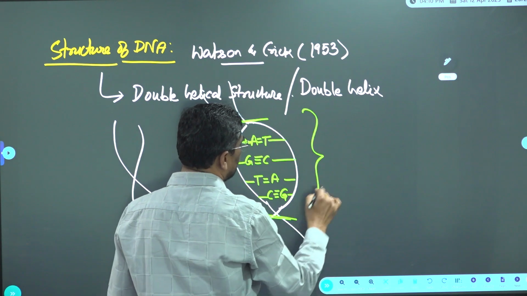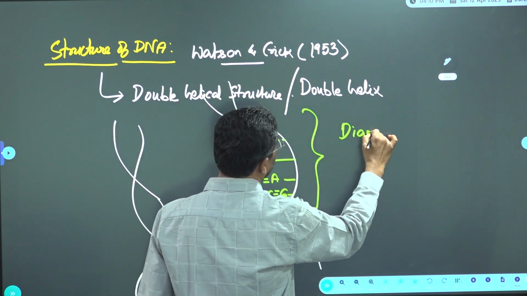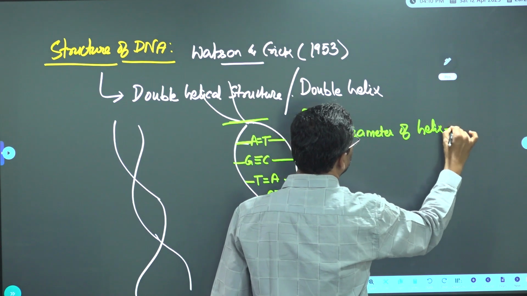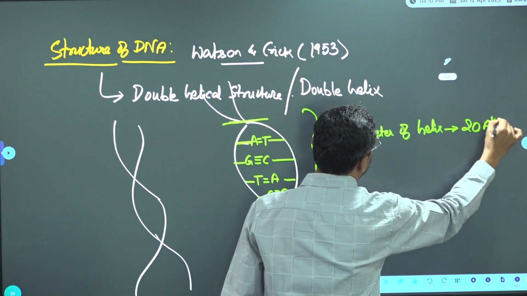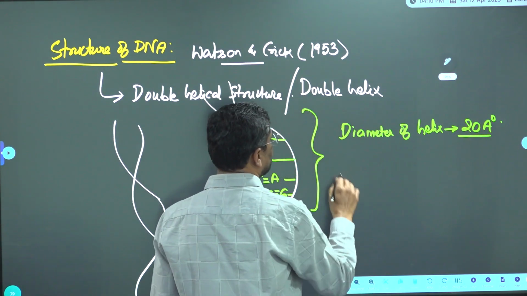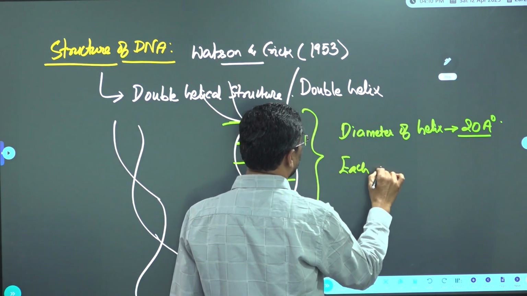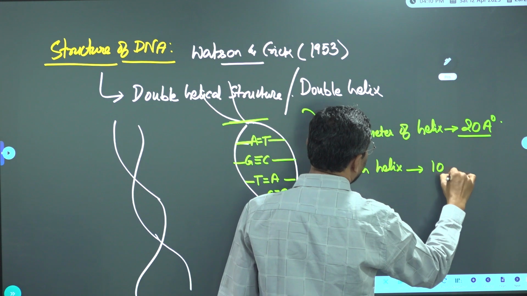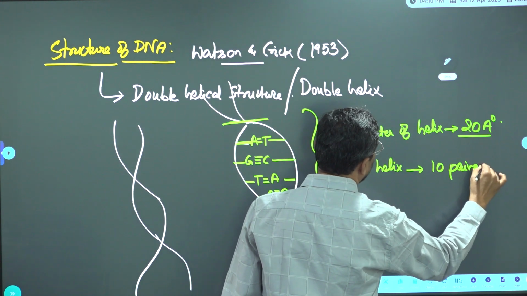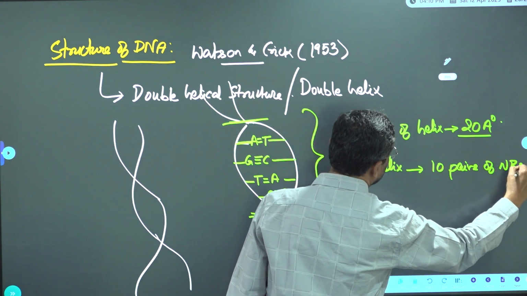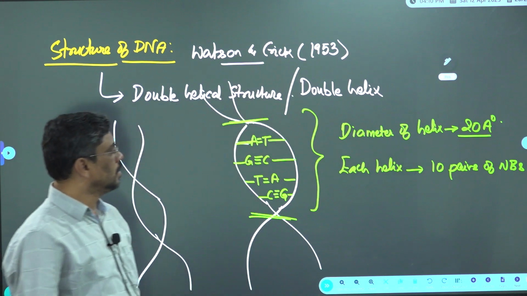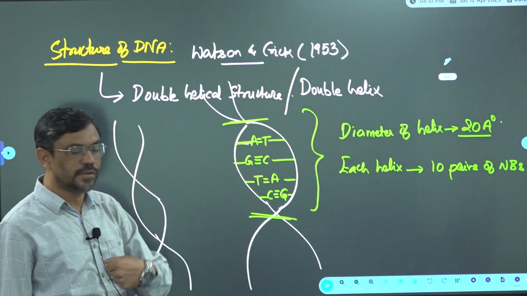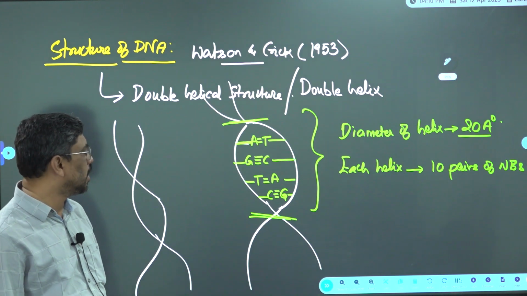The diameter of this helix is 20 angstrom units. Each helix contains 10 pairs of nitrogen bases. So this is the helix, the diameter of the helix, and each helix contains 10 pairs of nitrogen bases. That you have to remember.